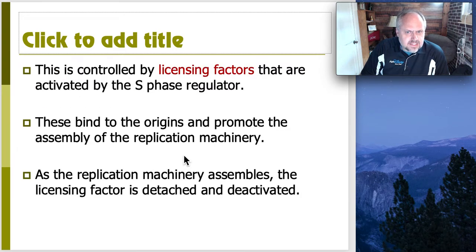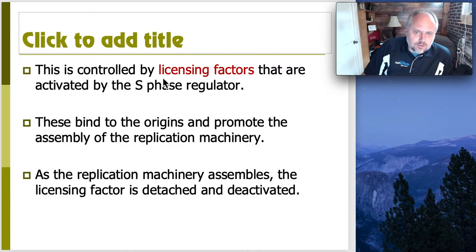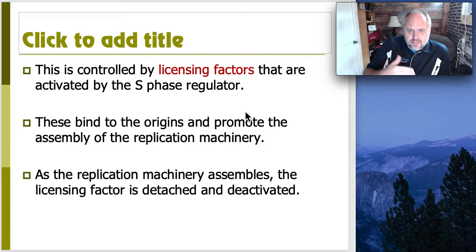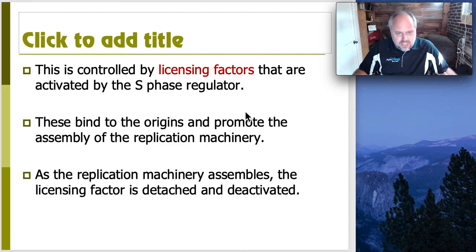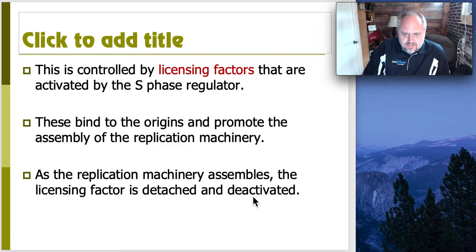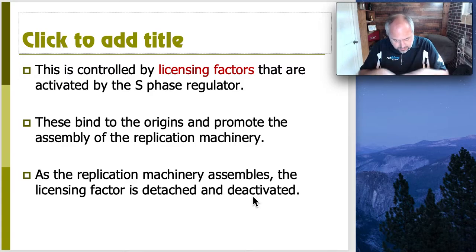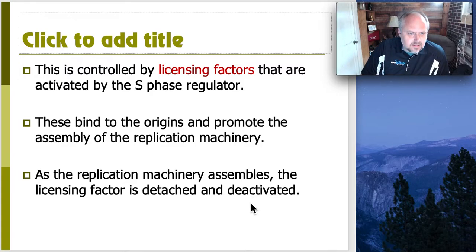So the mechanism that is doing this, and again, if you haven't had a genetics class, you may not have heard of these before. They're not one of the standard enzymes that we talk about in replication at an intro level, but these are what are called licensing factors. Basically what licensing factors do is that they are going to bind to an origin, and when they bind to the origin, that origin will be able to initiate replication. When they initiate replication, the licensing factor gets detached and deactivated, so that origin basically becomes unlicensed and it will not promote replication a second time.